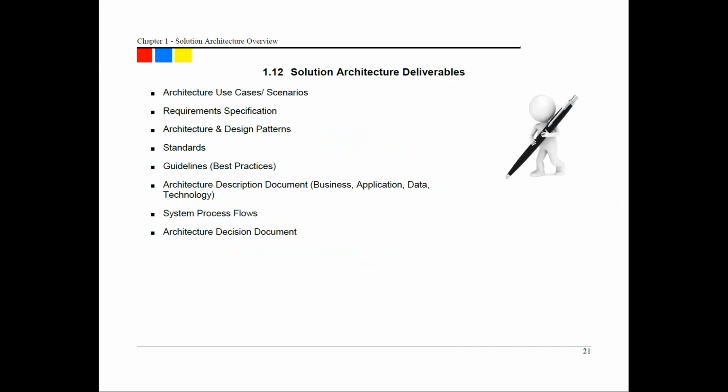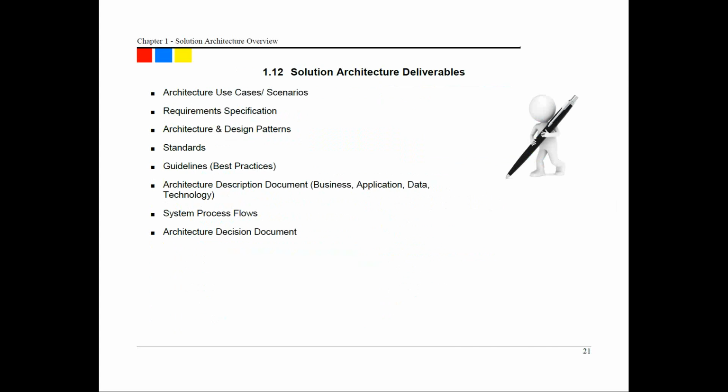So we talk about artifacts being the result of doing work, the things left behind. What artifacts do we need to have? Typical solution architectural deliverables would be things like architecture use cases and scenarios. What's that doing? Well, that's helping to drive the design. So that's going to be used really by solution architects and application architects.